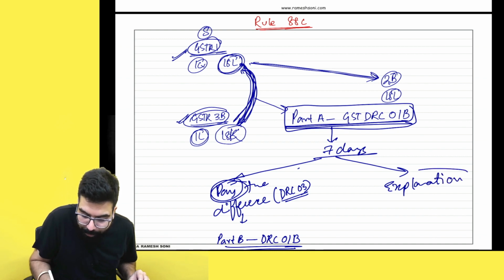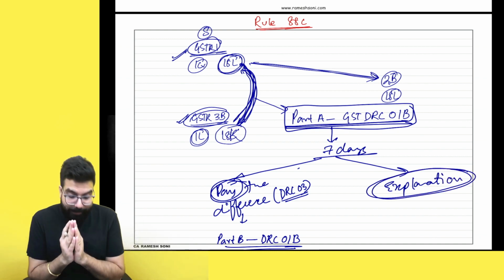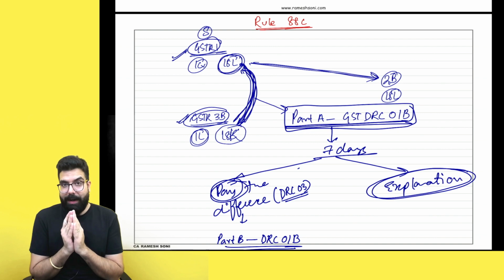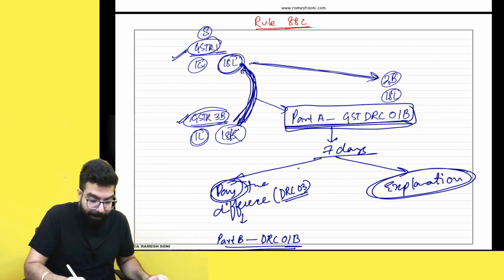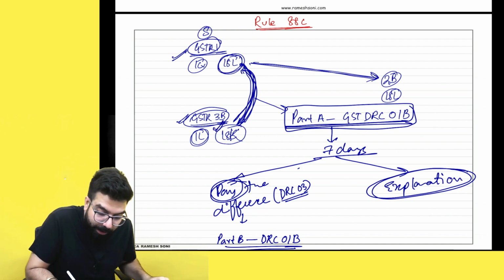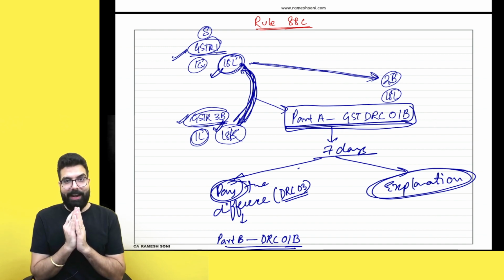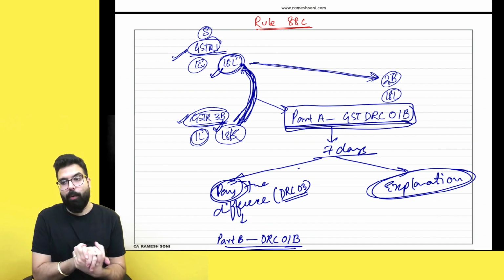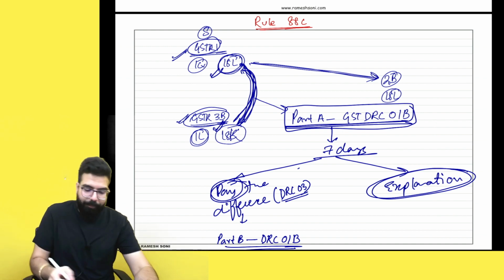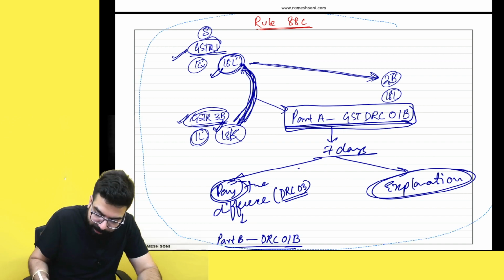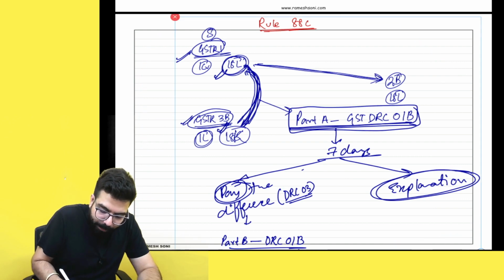That, sir, this is the amount which you are telling as the difference. No, sir, actually what happened? It should have been 18,000 here also and 18,000 here also. By mistake, I returned 18 lakh rupees. So, sir, you can give an explanation. Okay, sir, I will give an explanation. So, you have two options.